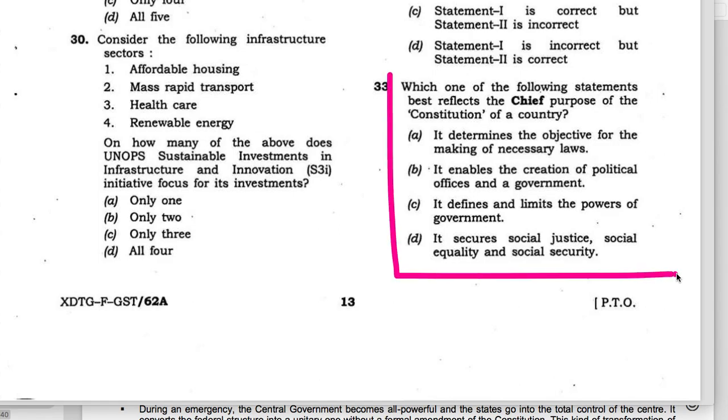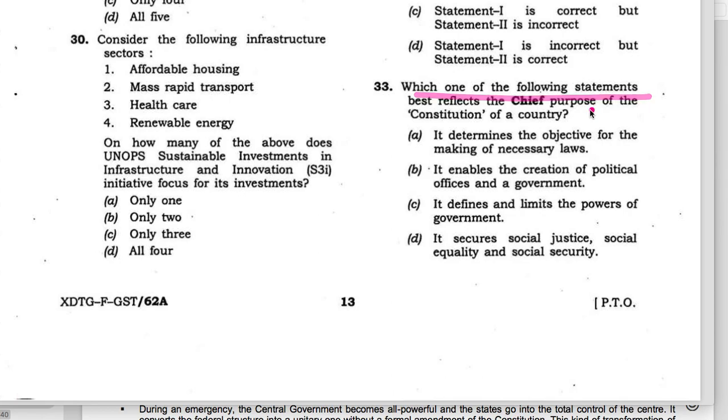Next question. Which one of the following statements best reflects the chief purpose of the constitution of a country?